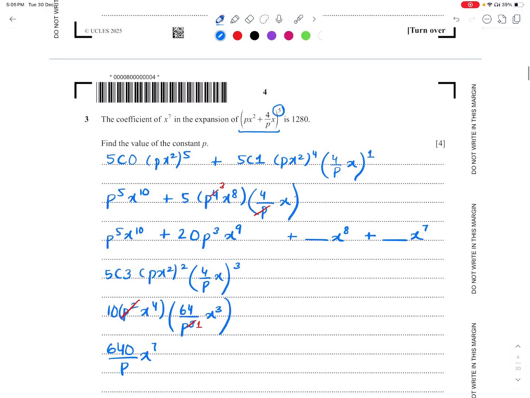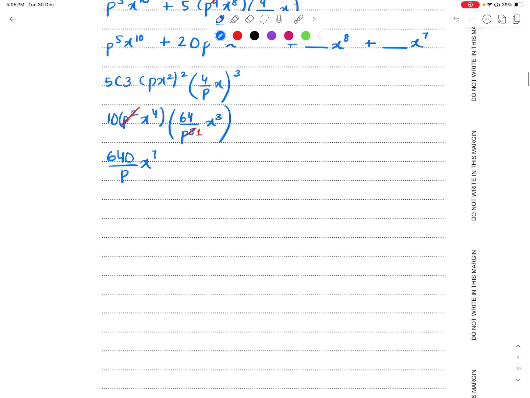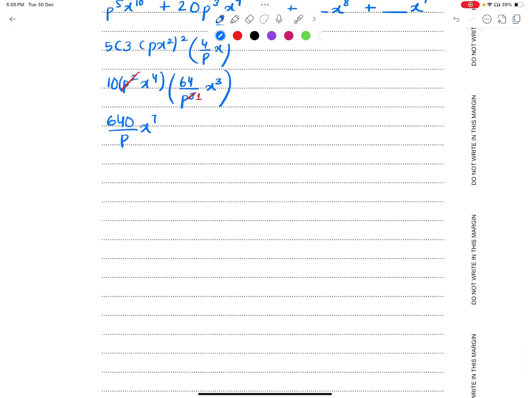It said that the coefficient is 1280, so I can say that this is the coefficient. So 640 over p is equal to 1280. 1280p is equal to 640 and p is going to be equal to 1 by 2. I hope this makes sense.